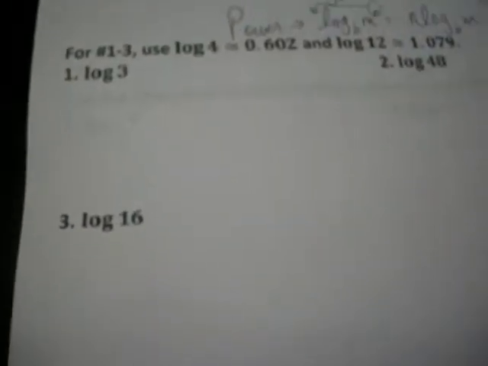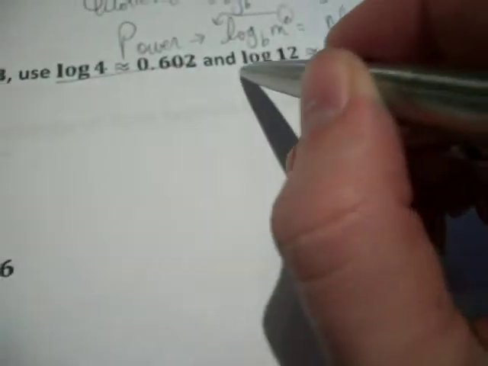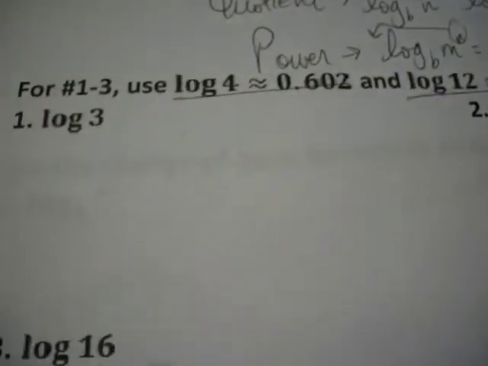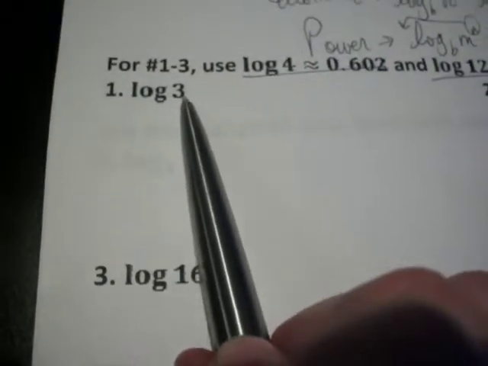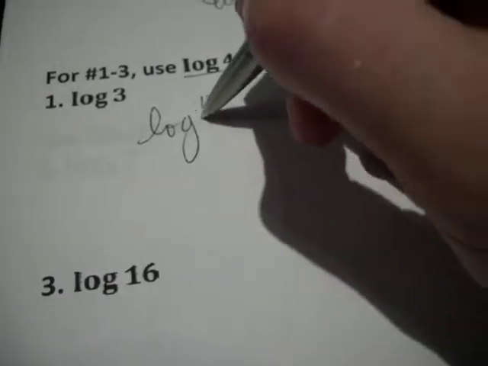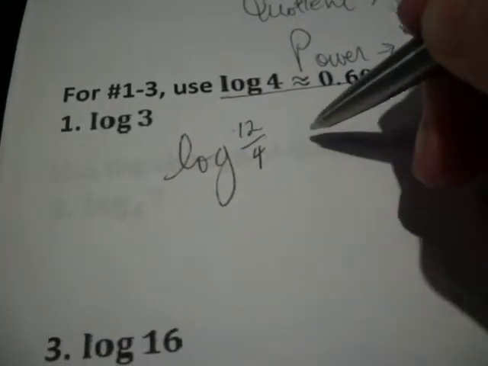Okay. For numbers 1 through 3, use these two things. So we have this and we have this. Those two numbers. Well, this is asking for the log of 3. I don't know the log of 3. I know the log of 4, and I know the log of 12. And I know that 12 divided by 4 is 3. So I'm going to first write it like that.